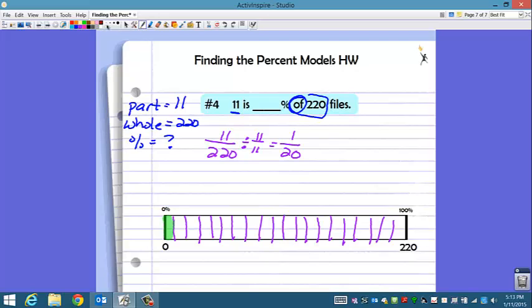The next step is to divide the 100% by the number of parts. We divided our model into 20 parts, so we're going to divide by 20, and we're going to get 5. So each part is worth 5%. So there's 5%, 10%, 15%, and so on. Our answer is the percent of the amount that's shaded. Well, the amount shaded is just one part, which is 5%. So 11 is 5% of 220. Okay, go ahead and complete your homework and turn in when finished.